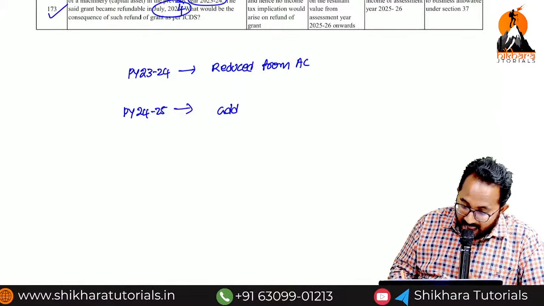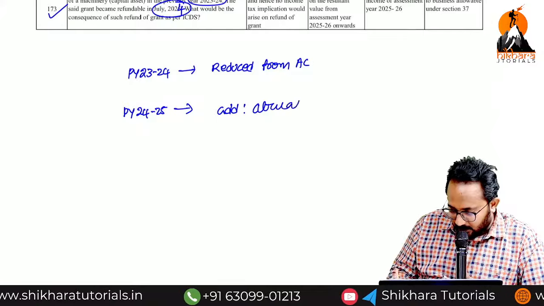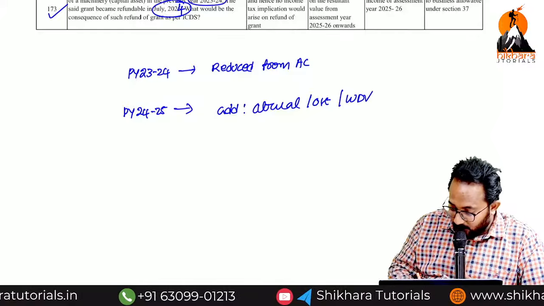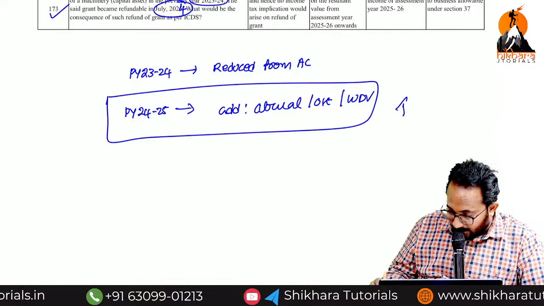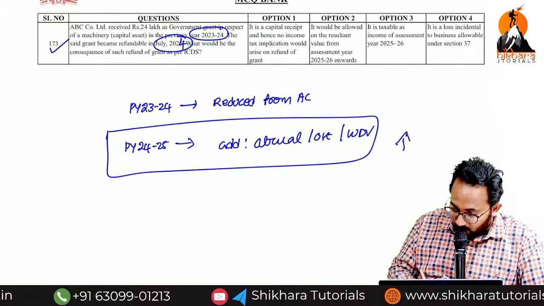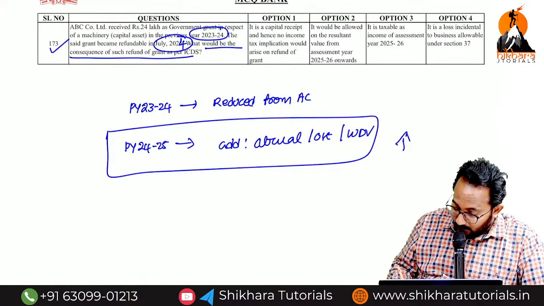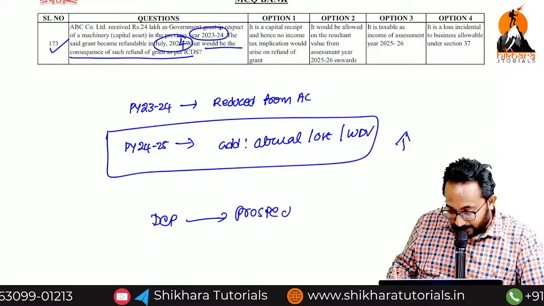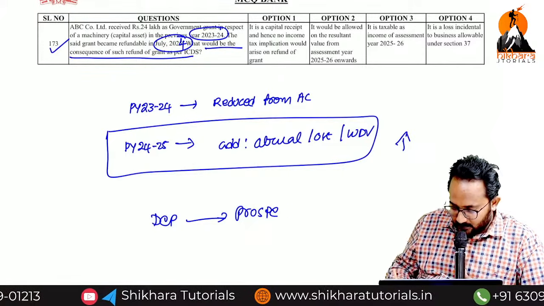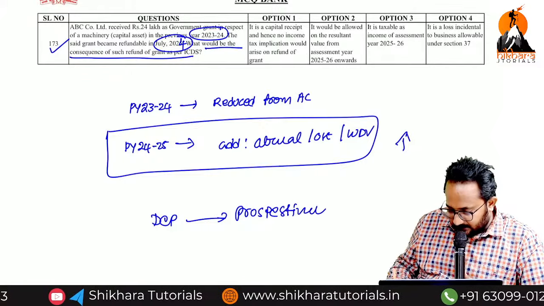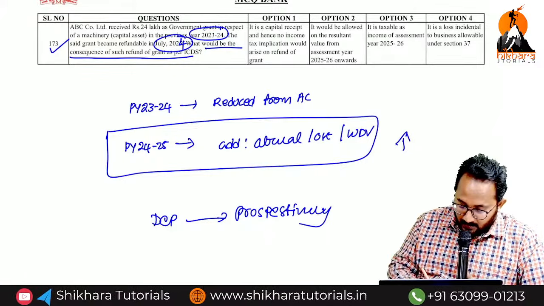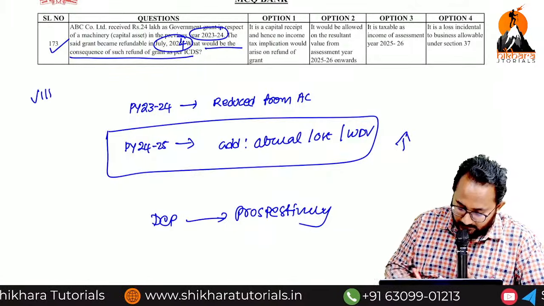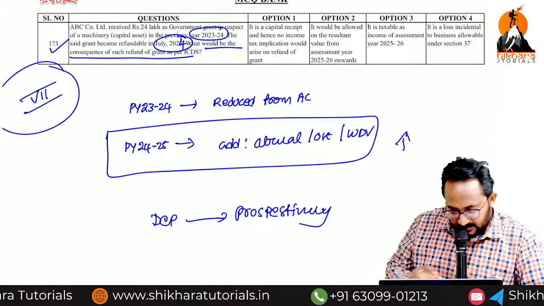Simply we have to add it to the actual cost or WDV. Actual cost or what? WDV. So now if you add this, automatically the value of the block will increase. Now they are asking what is the consequence? Yes, whatever the revised value is, we have to calculate depreciation prospectively. Is the accounting standard treatment also the same? Accounting standard 12 also says the same way. Now ICDS 7 also says the same, not 8, 7.